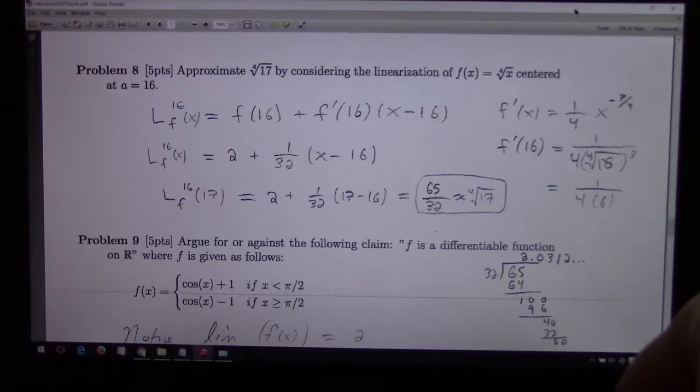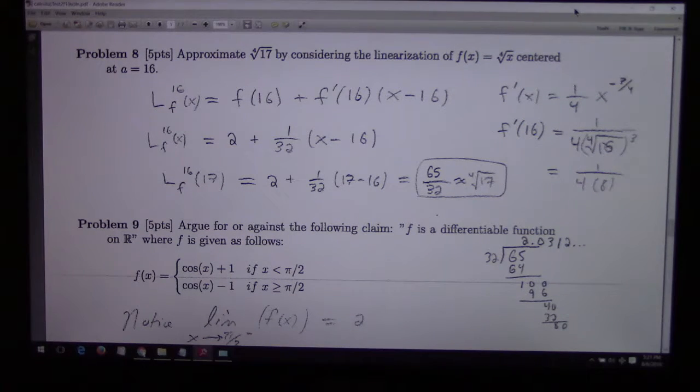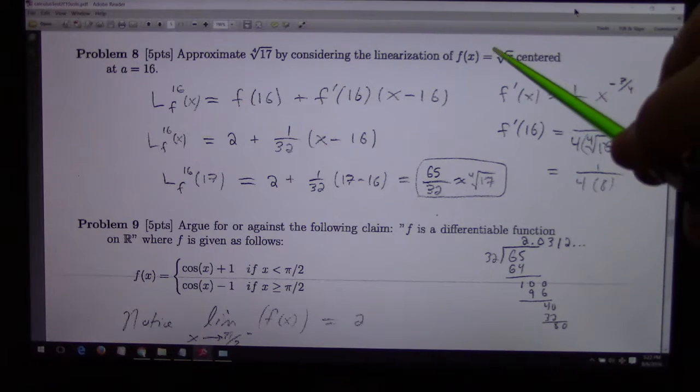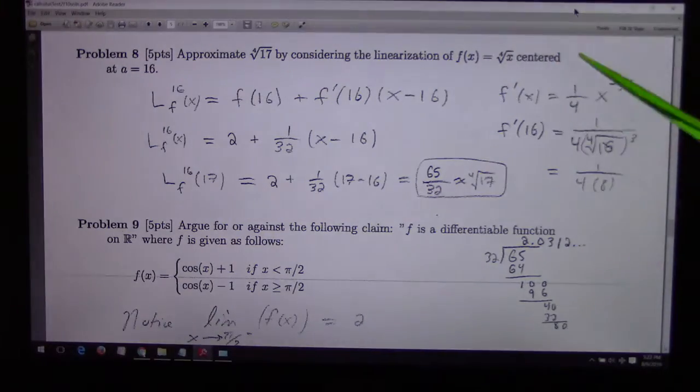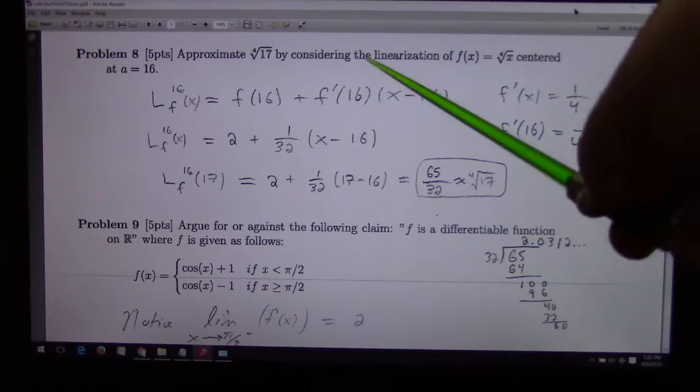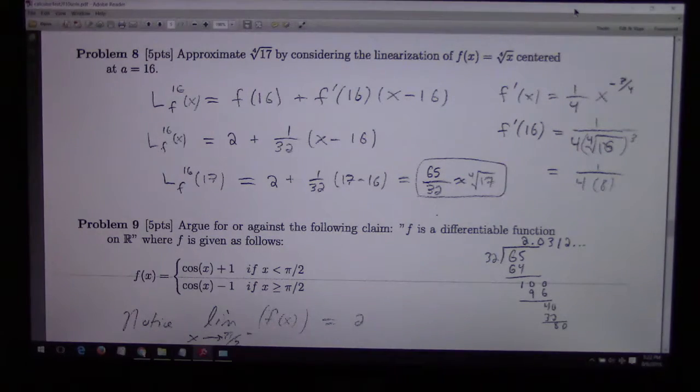Approximate the fourth root of 17 by considering the linearization. Linearization is nothing more than what? The linearization is the function whose graph is the tangent line. So that's really just a question about using the tangent line to approximate the function. The function here is the fourth root of x. The reason I say fourth root of x is because we know the fourth root of 16 is 2. Oh, I kind of guided them to doing that, didn't I? So there it is.